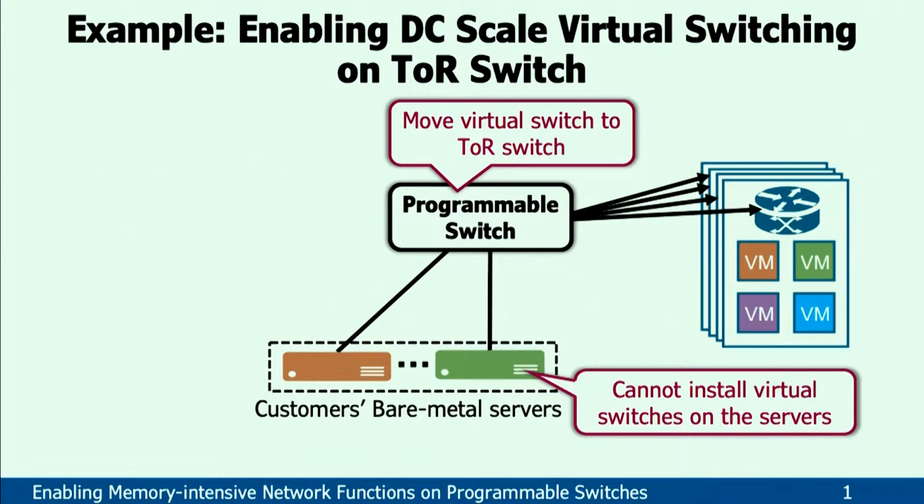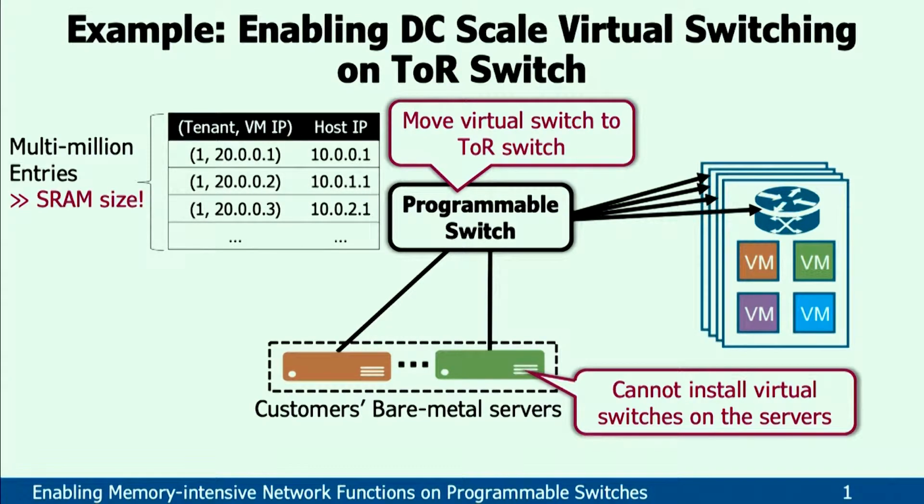So the only available solution is to move the virtual switching functionality to ToR switches. Unfortunately, ToR switches only have limited SRAM space that's not enough for storing the whole virtual switching table. So how do you solve this problem? This example illustrates that limited memory space is a bottleneck for memory-intensive network functions or applications.